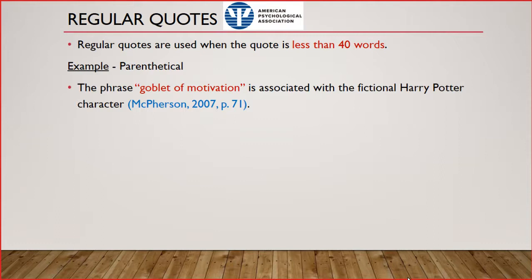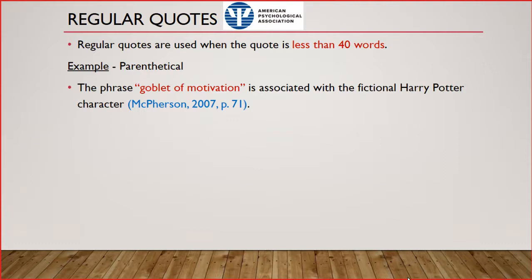Now, let's say I have one sentence, and I write this sentence in an article. Let's say the sentence is: the phrase goblet of motivation is associated with the fictional Harry Potter character. Goblet of motivation is actually the quote, meaning that this is exactly the term that is used. Now, the citation is here.